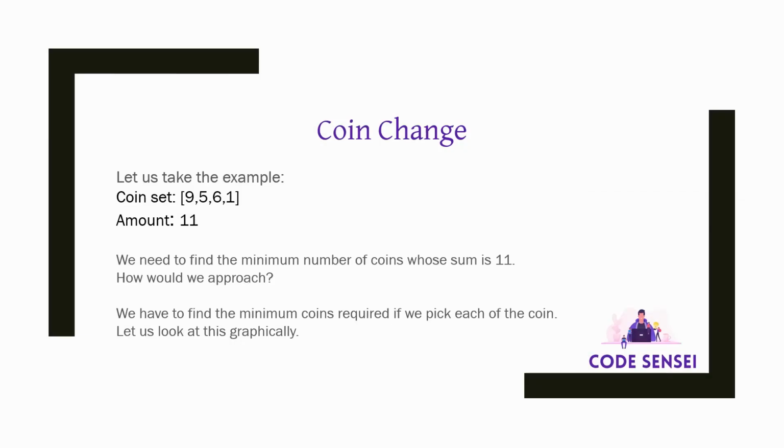Let us take the example of the coin set 9, 6, 5, 1 and the amount 11. We need to find the minimum number of coins for the sum 11. So, how can we approach this problem? We can look at it this way. We have to find the minimum coins required if we pick each of the coins. I think you will be able to understand this better if you take a look at the next slide.